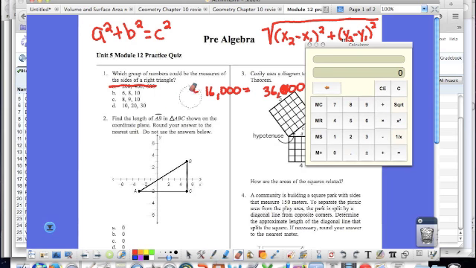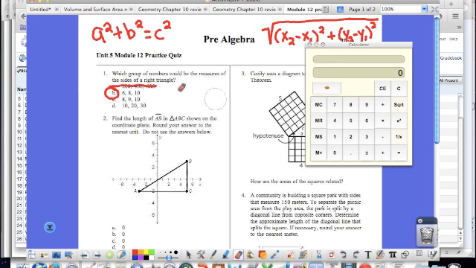Okay? The next one, 6, 8, and 10. What is 6 squared? 36. 8 squared is what? 64. And what is 10 squared? 100. Is 36 plus 64 equal to 100? Yes. So guess what? That's the answer. Okay?